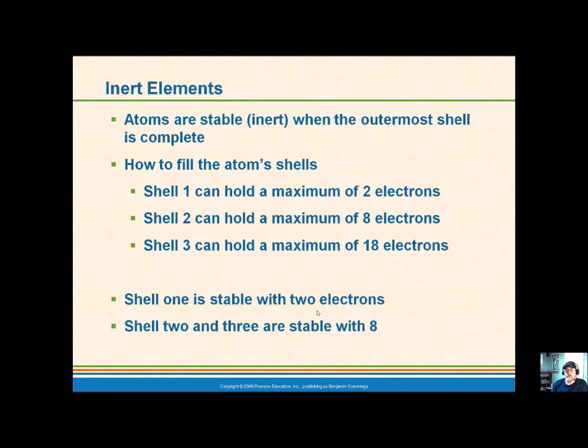Helium is a gas that has 2 protons, 2 electrons, and doesn't react. It is what we call a noble gas. Shell 2 and 3 are stable with 8 electrons. You can put more than 8 in shell 3, but it's stable with 8.